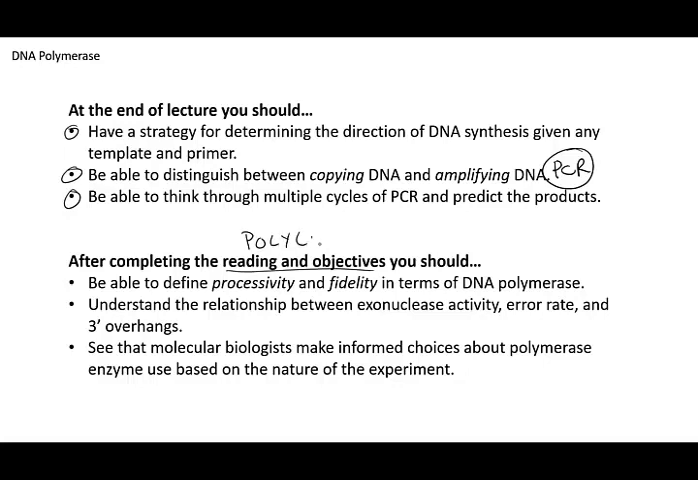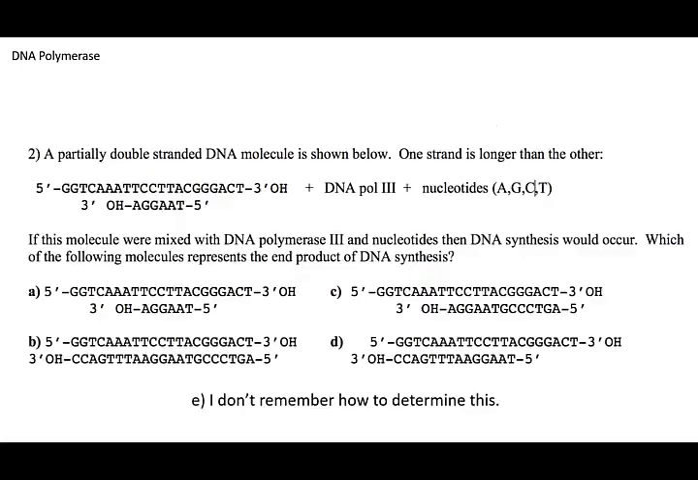Now, remember on PolyLearn, there's also some readings and some objectives that follow up with this. And with those, you should be able to distinguish between processivity and fidelity. You should understand where 3' overhangs come from. And also you should see that there's different choices when you're using DNA polymerase, and molecular biologists use their properties to make informed decisions. But first, some review.